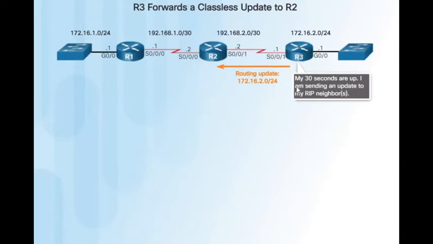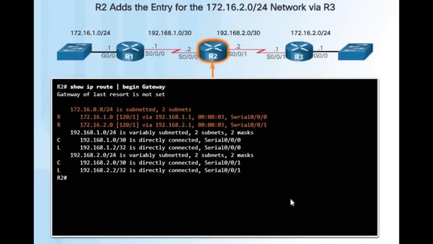Moving on, in the same instance, let's say R3 forwards an update to R2 using RIP v2. Again, it includes the subnet mask information with the update, so it gets the entire network address 172.16.2.0/24. Now, when R2 receives that information, it adds another child route entry of 172.16.2.0.